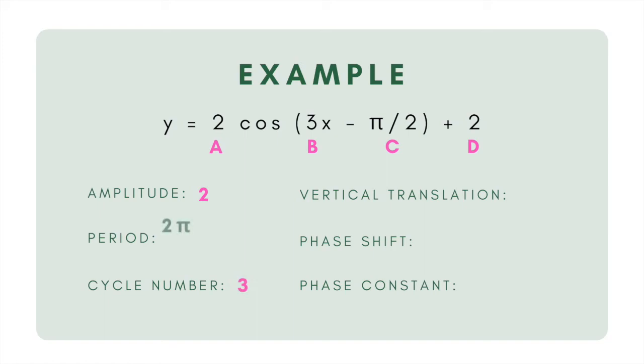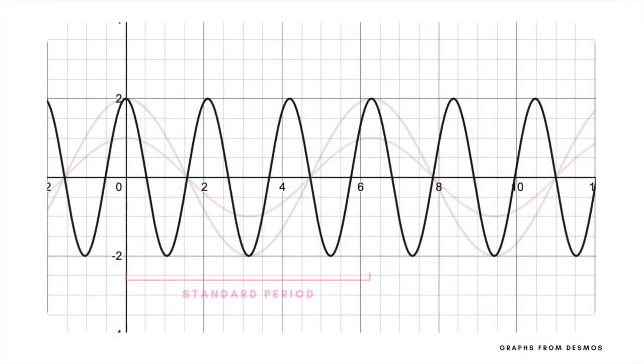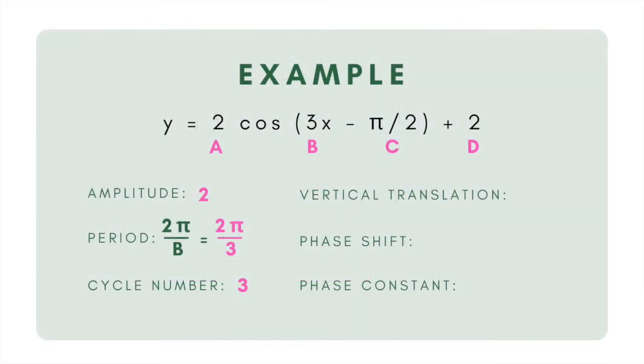What's our period? If we divide our standard period by b, we are dividing 2 pi by 3, which is 2 pi over 3. Here you can see the standard period of a standard cosine graph. Here you can see the new period after dividing the standard period by 3. Now let's find our phase constant. This is c, so our phase constant is pi over 2.